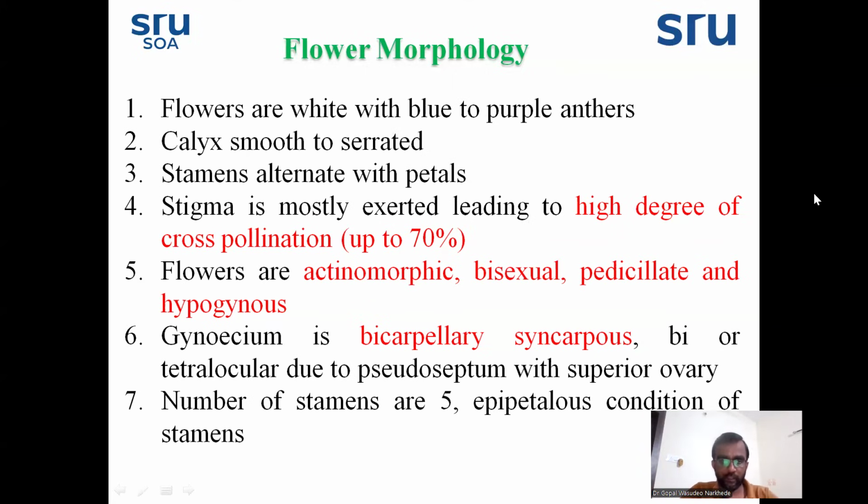Then next is gynoecium. So in chili, gynoecium is bicarpellary syncarpous. Bicarpellary means presence of two carpels, and syncarpous means fused. So two fused carpels, that is called bicarpellary syncarpous. Bi or tetralocular with superior ovary. Number of stamens are 5. Epipetalous condition of stamens. As I have already told you, stamens are alternate with the petals.